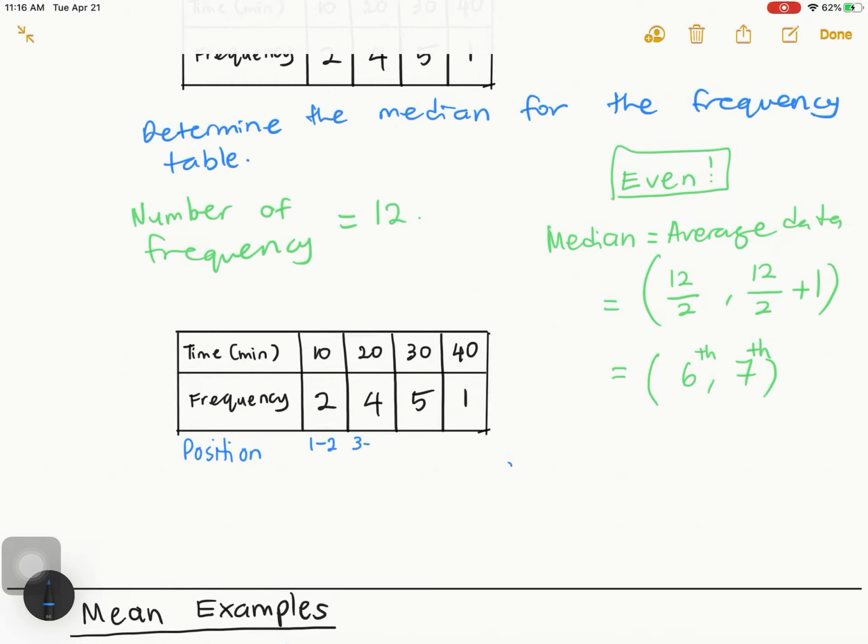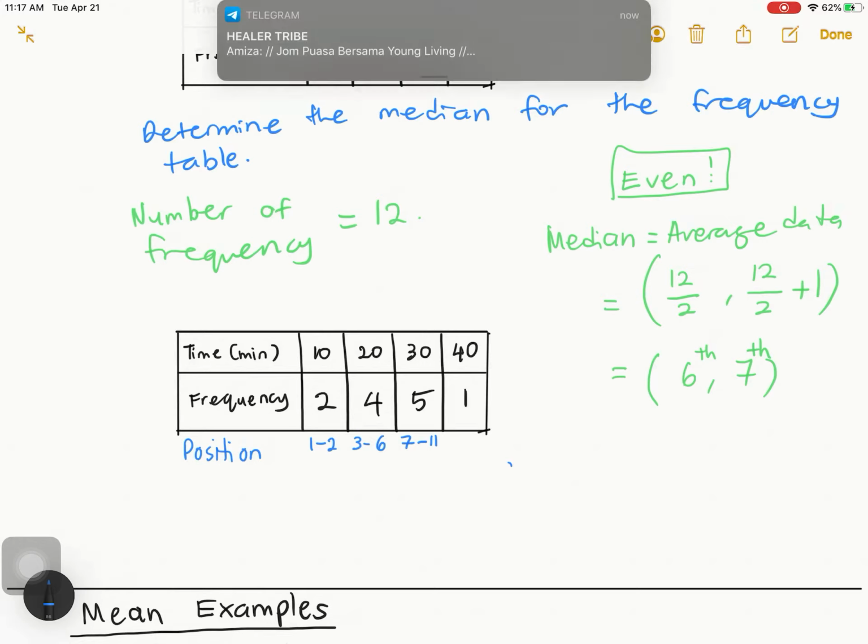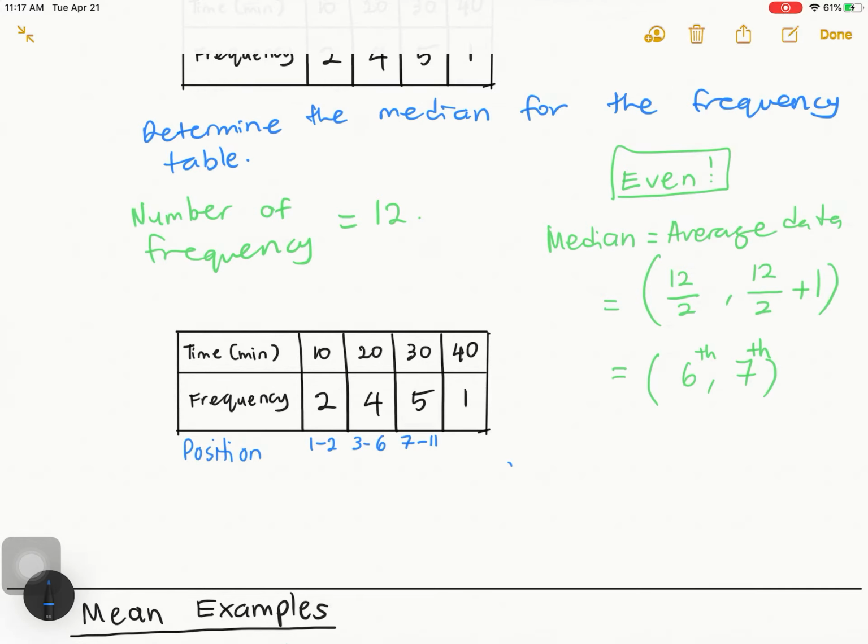1 to 2. This one, the position is at 3 to. How do you count? You just need to use your finger. After 3, you count 4. 3, 4, 5, 6. So it should be situated from 3 to 6. And then 7, after 6 is 7. 7, 8, 9, 10, 11. So the position for time 30 minutes is 7 until 11. And the last one, 12, frequency 1 is 12. So if you still don't understand, you can always do the ungrouped data like this.